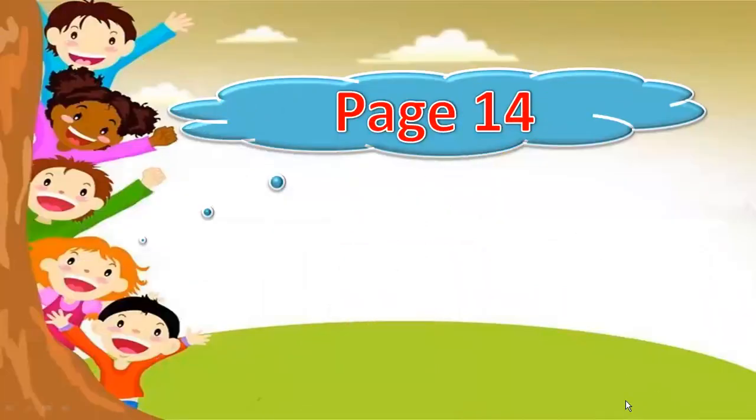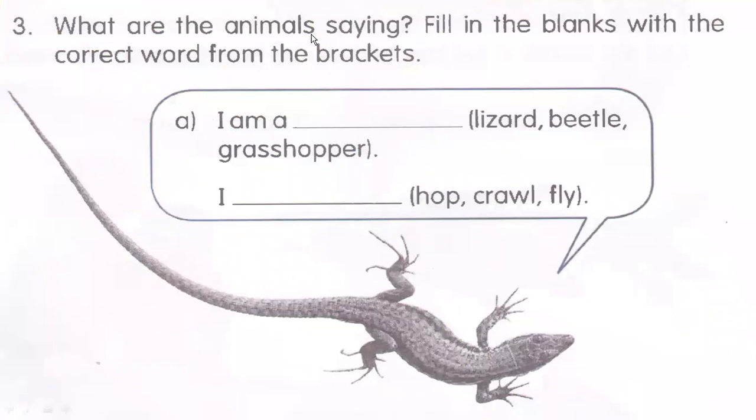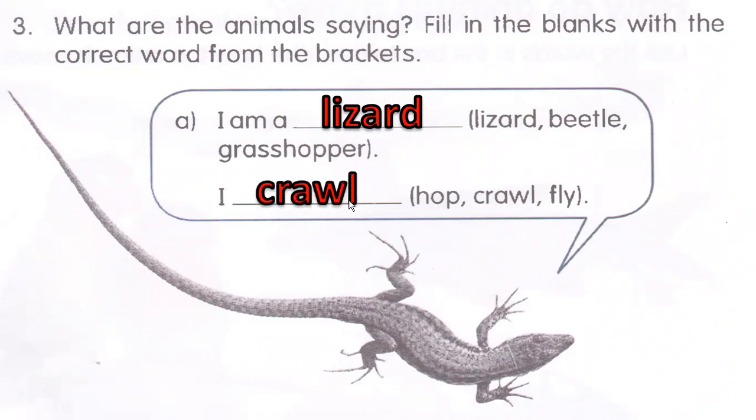Next, page 14. What are the animals saying? Fill in the blanks with the correct word from the brackets. I am a lizard, beetle, grasshopper. I am a lizard. L-I-Z-A-R-D, lizard. I hop, crawl, fly. I crawl. C-R-A-W-L, crawl.